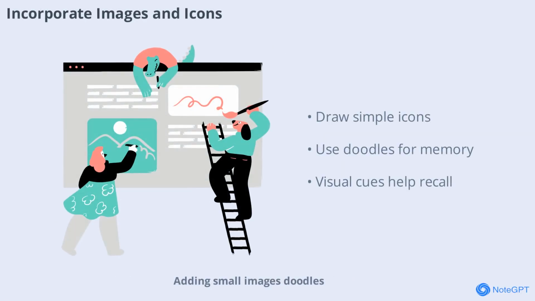Adding small images, doodles, or icons to your mind map can make information more memorable. For example, draw a tiny DNA strand next to genetics or a leaf for ecology. Visual cues trigger your memory and make studying more fun. Even simple sketches can make a big difference.